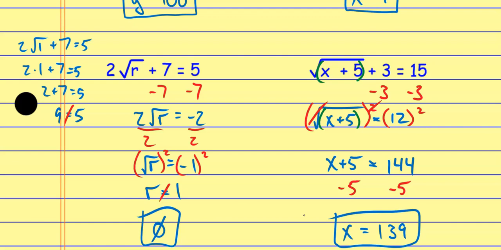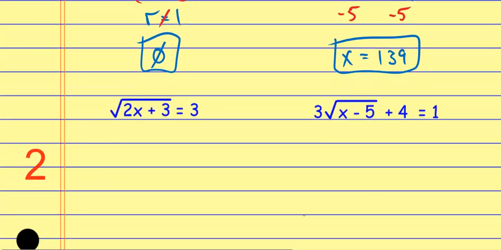I forgot to plug this one back in. Let's plug it back in. 139 plus 5 is 144. The square root of that is a 12, plus 3 is a 15, okay?